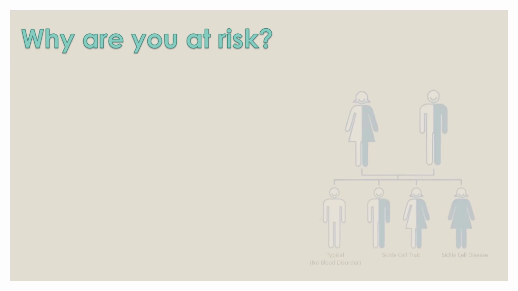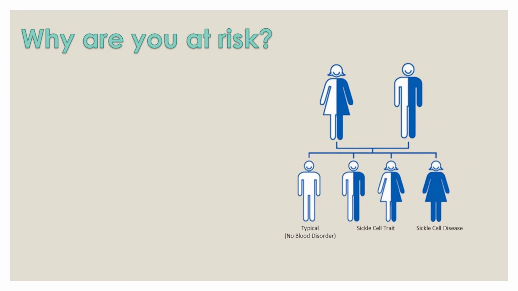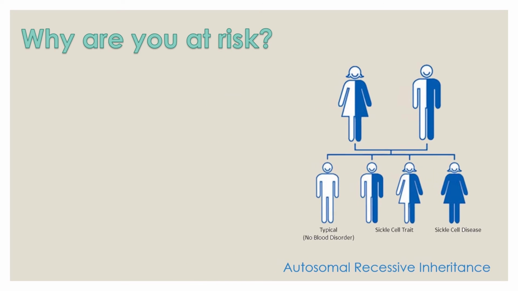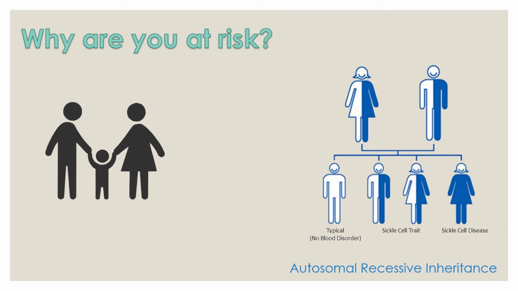The sickle cell gene is passed from generation to generation in a pattern of inheritance called autosomal recessive inheritance. This means that both the mother and the father must pass on the defective form of the gene for a child to be affected. If only one parent passes the sickle cell gene to the child, that child will have the sickle cell trait.